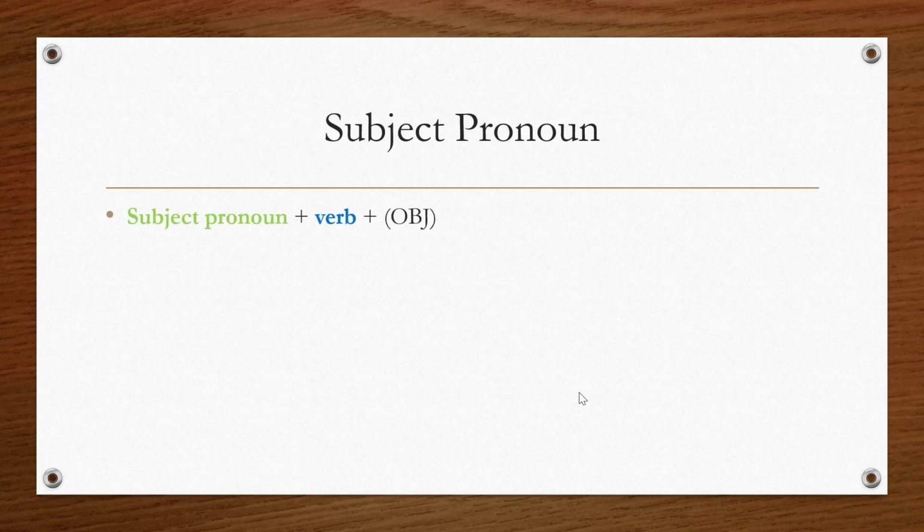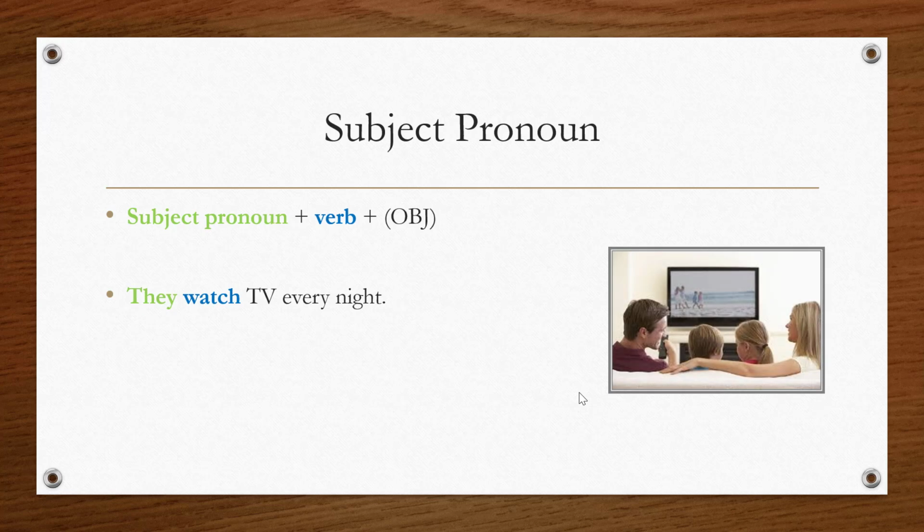Subject pronoun. In the sentence, we have subject pronoun plus verb plus object. So we always put subject pronouns before the verb. For example, they watch TV every night. Now, the pronoun or subject pronoun is they. The verb, which is in blue, is watch. And TV is the object of the sentence.